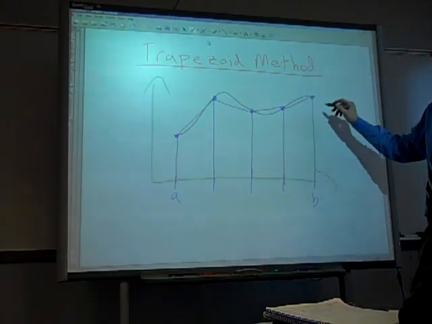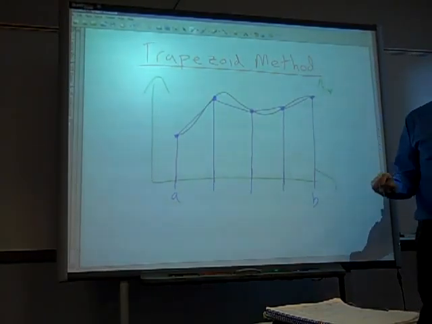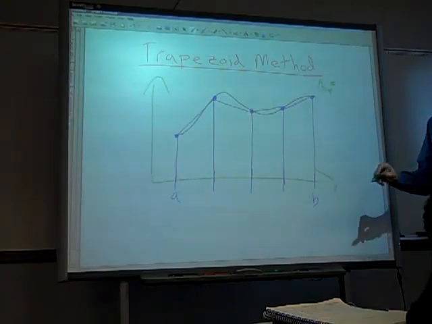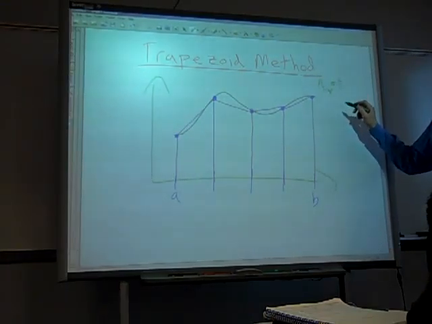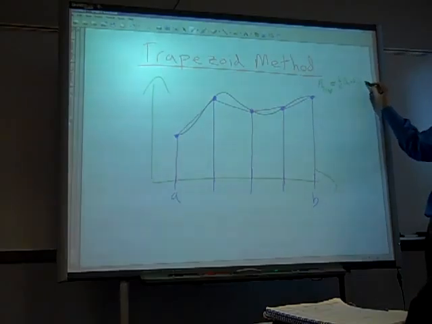So who can tell me what the area of a trapezoid is, just in general? What's the formula for the area of a trapezoid? What is it, Max? Go ahead. 1/2 times base, B1 plus B2. Yeah, so that's the average of the bases times the height.